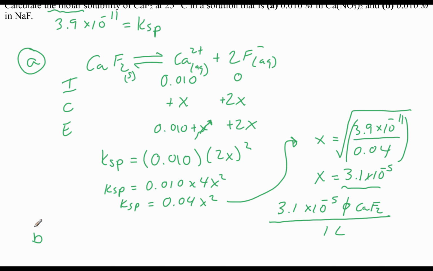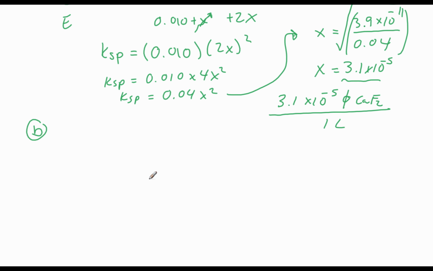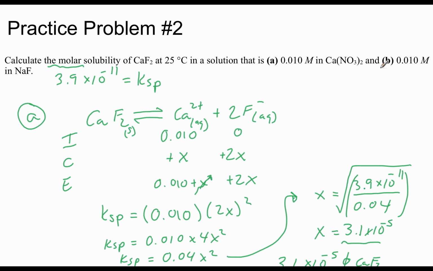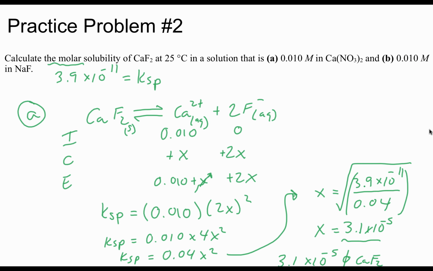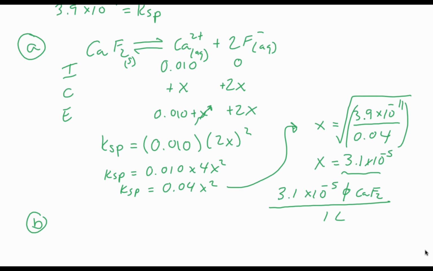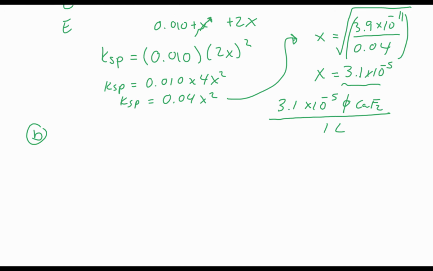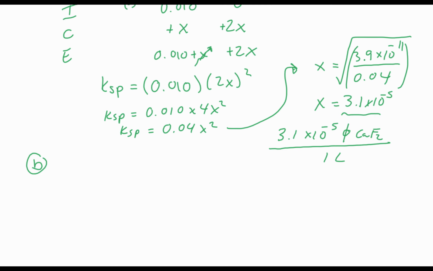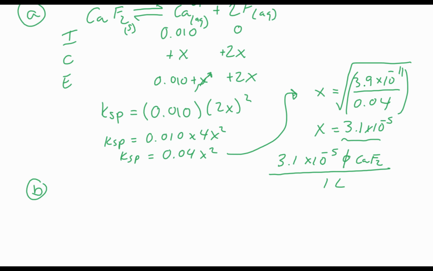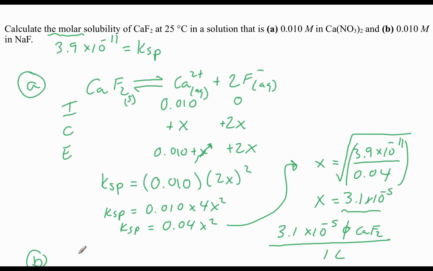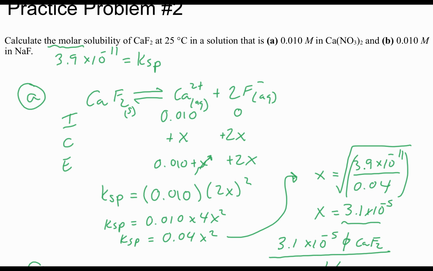Now let's look at part B here. I'm going to have to go up here and look at the problem again. Part B tells me that in this case I have 0.010 molar NaF. Okay, so in this case the other ion is going to be affecting the equilibria. So let's go back up here just a second so we can compare these two.